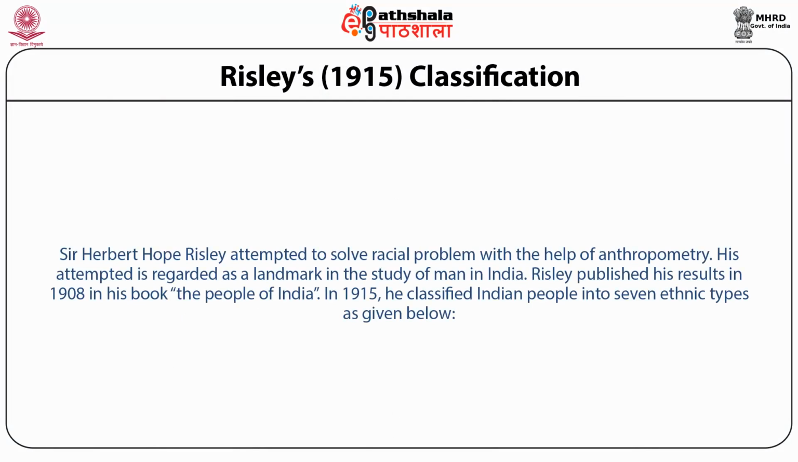Sir Herbert Hope Risley attempted to solve the racial problem with the help of anthropometry. His attempt is regarded as a landmark in the study of man in India. Risley published his results in 1908 in his book The People of India. In 1915, he classified Indian people into 7 ethnic types, which we will discuss one by one.